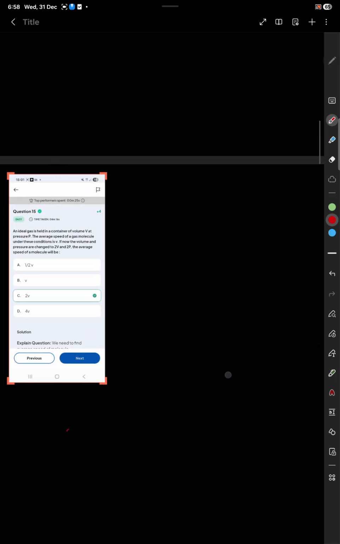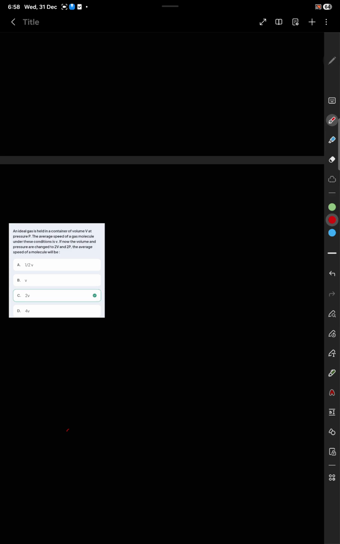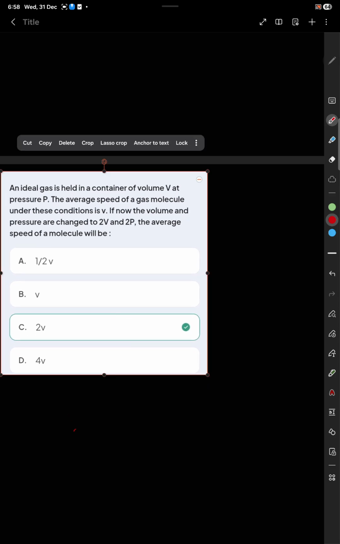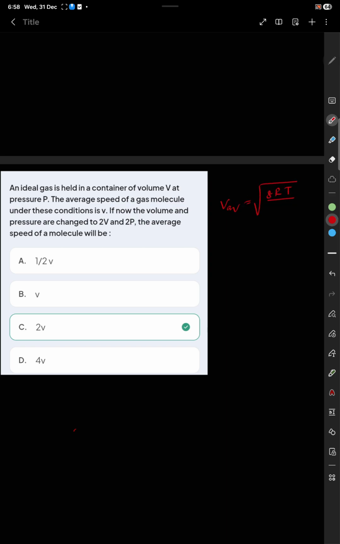Now to this one. This is also an easy one. This is from the thermal part. An ideal gas is held in a container of volume V and pressure P. The average speed of a gas molecule under this condition is V. If now the volume and the pressure are changed to 2V and 2P, the average speed of the molecule will be? You know the average speed. What is the formula of average speed? V average is equal to root over 8RT by pi M.